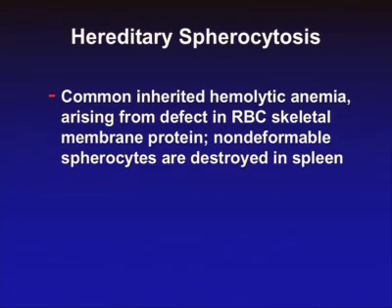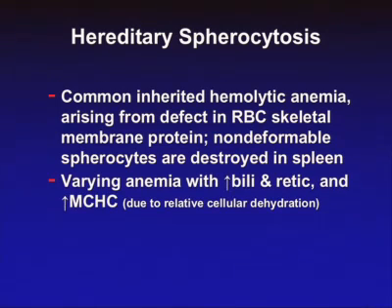Okay, so this is the most common, actually, inherited hemolytic anemia. Again, this is a membranopathy. This is a defect in your red cell skeletal membrane proteins. These are, of course, non-deformable spherocytes that are destroyed in the spleen. They are not nice, deformable biconcave discs, right, like a gummy saver. These are more like tiny gobstoppers. They can't get through the microvasculature of the reticuloendothelial system.